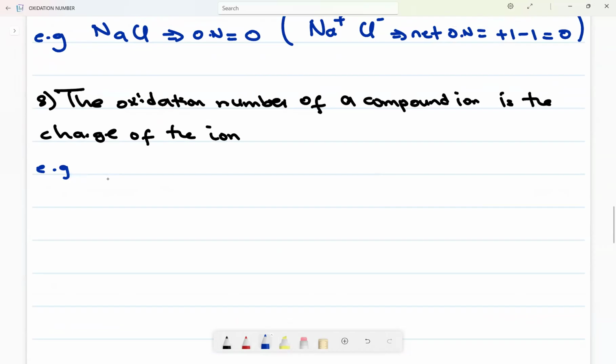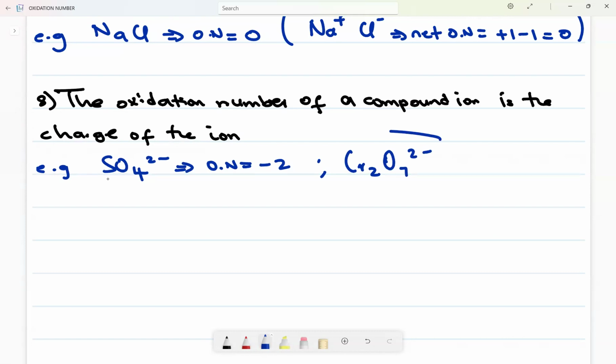Consider me having SO4 2-. What is the net oxidation number? The net oxidation number of this compound ion is -2. Okay.